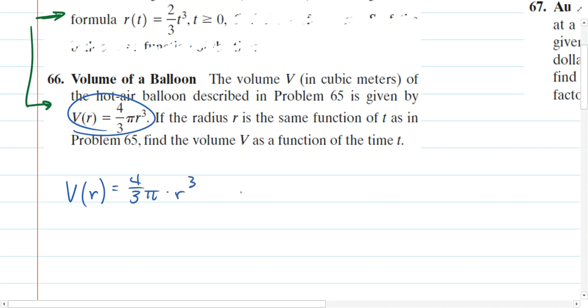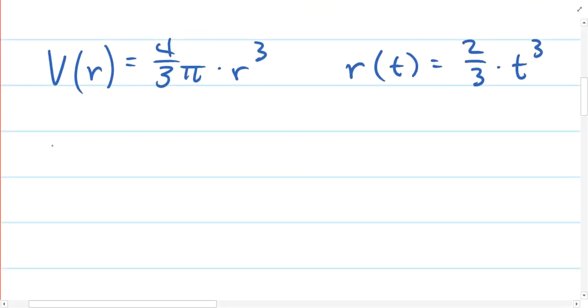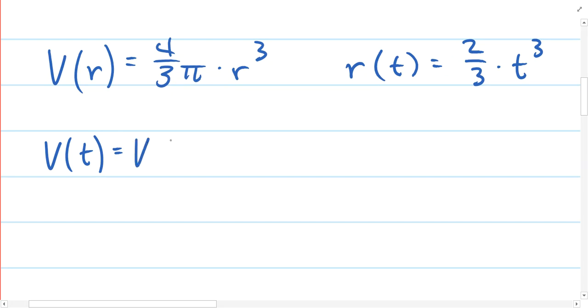But the radius of the balloon is dependent upon time, and the radius of the balloon will be 2/3 times t cubed. So the argument can be made, it would be certainly nice to have the volume of the balloon based on the amount of time that's passed, rather than having to compute two different results. And that's entirely possible because the volume of the balloon would be dependent upon the radius, and the radius, of course, is dependent upon time.